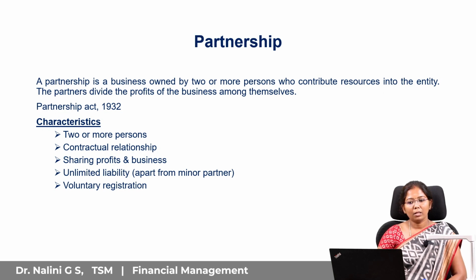So the characteristics are 2 or more than 2 persons, and there is a contractual relationship, sharing of profit and losses. Here the partners generally have their own profit sharing ratio. Accordingly, partners will share their profit and losses. Unlimited liability. So this is also similar to sole proprietorship. Here the partners have unlimited liability apart from a minor partner. So again, unlimited liability. If the partnership firm makes a loss, then they have to involve their personal assets to pay off the firm's debt, except the minor partner. And here, as far as India is concerned, the registration is optional, it is not compulsory.